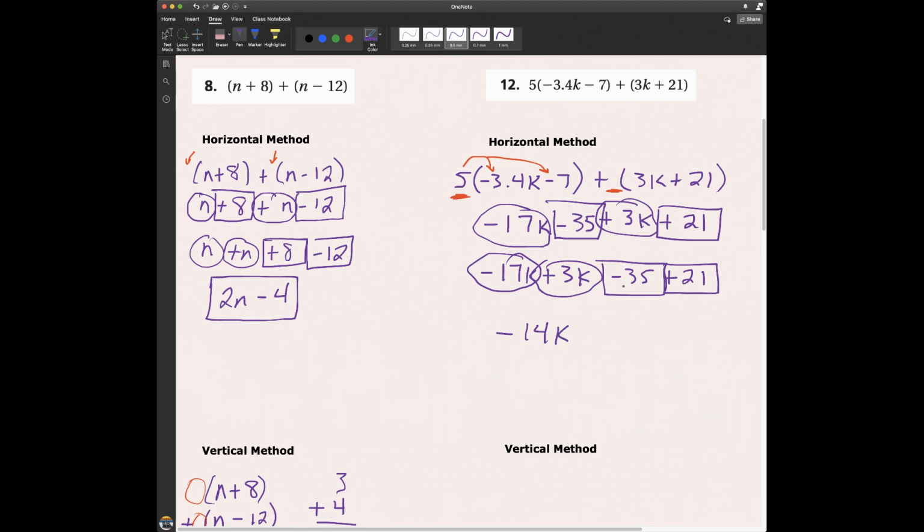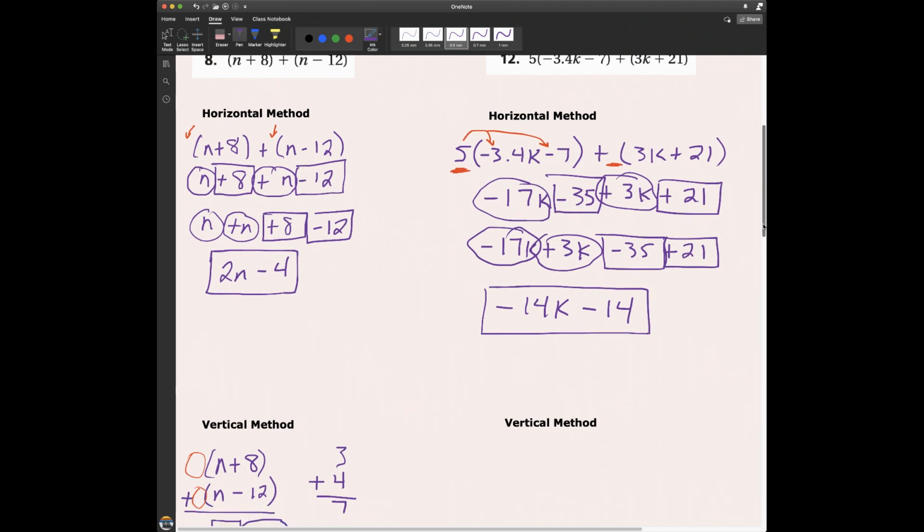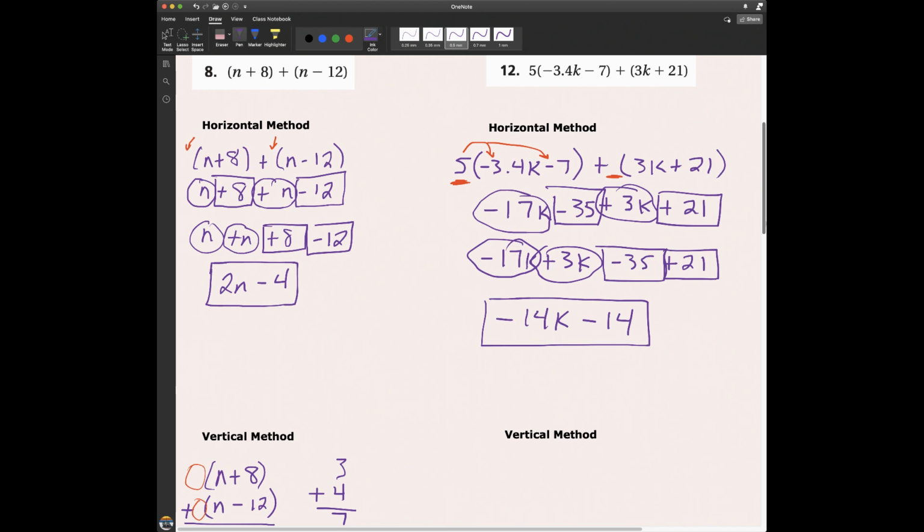And negative 35 plus 21 is negative 14. All right. Are there parentheses? No. Are there any like terms? No. So that has been simplified. All right. So now let's look at this problem using the vertical method.